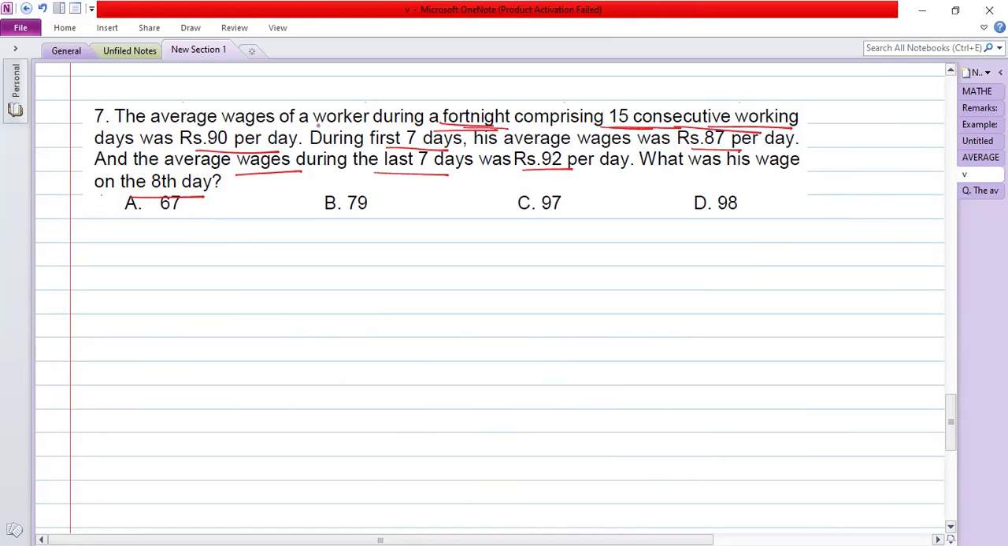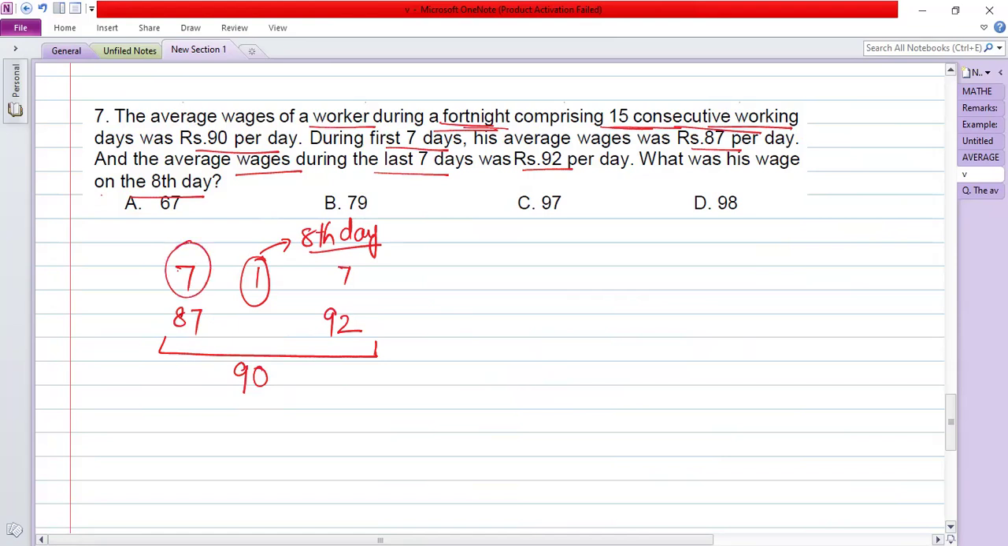Okay, for this worker, once again, for the first 7 days, the average salary was 87, and for the last 7 days, the average salary was 92. And obviously, we are interested in this one, the eighth day. This one is the single eighth day. And on the total, the average wages was 90.